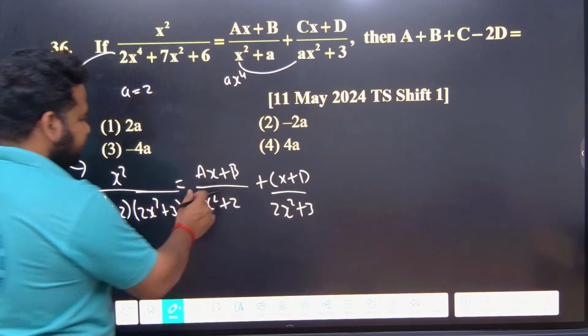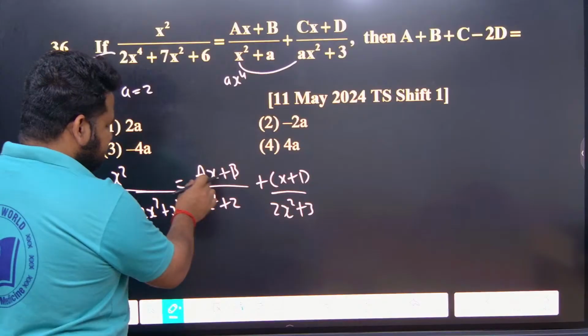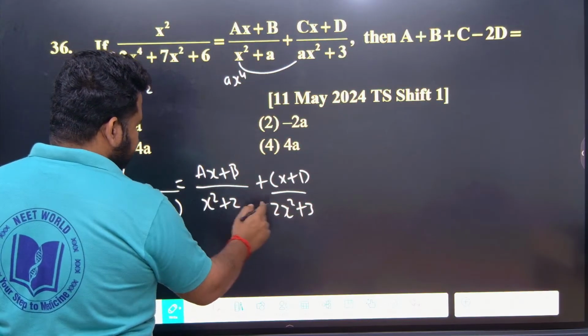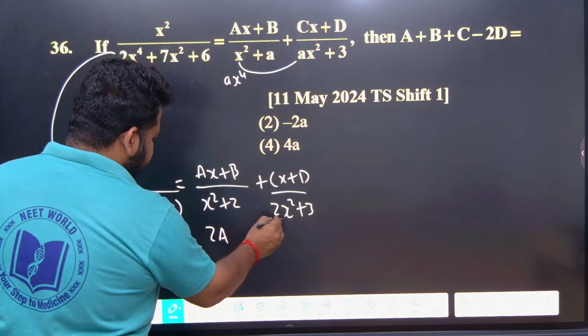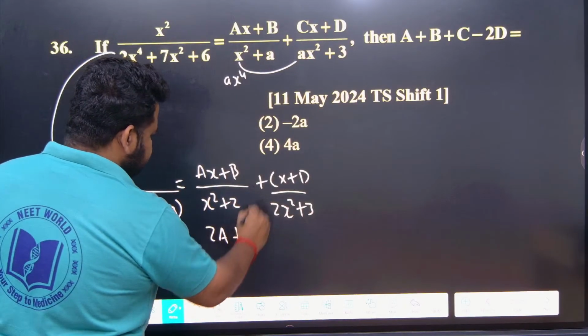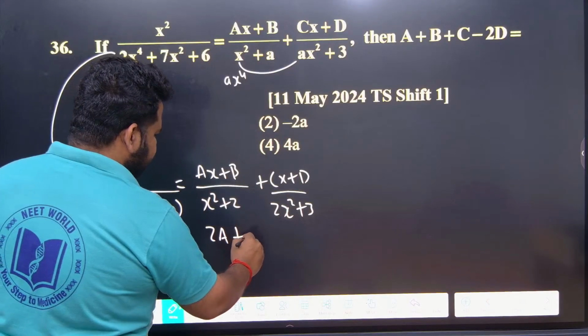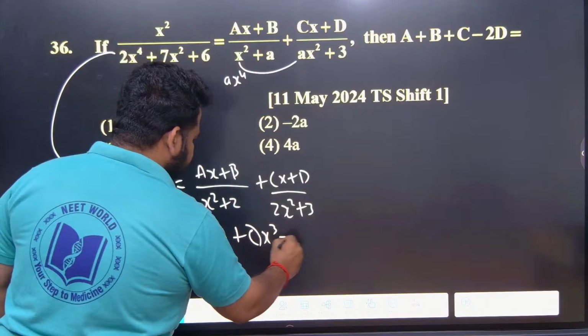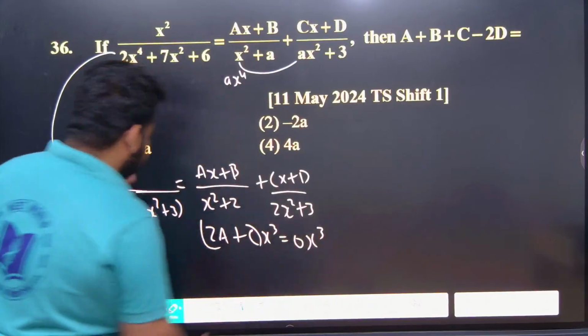If I compare the coefficients, see here I am having x square. So if I want x cube, ax into 2x square gives 2a x cube, plus cx into x square gives cx cube. That is, I can write it as 2a plus c into x cube, which will be equal to 0 x cube, because there is no x cube term in the numerator.